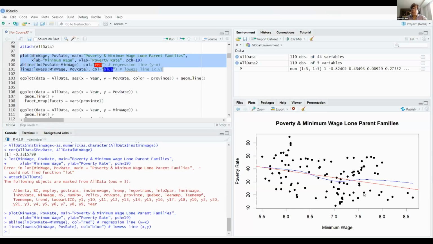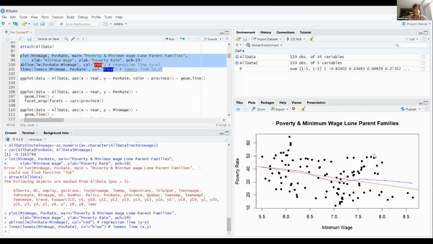So if it's not clustered around the line, that'll give you a low correlation. So that's why we're getting a negative relationship, but it's minus 0.33. Okay, that was very useful. But now what I want to see are differences across provinces.